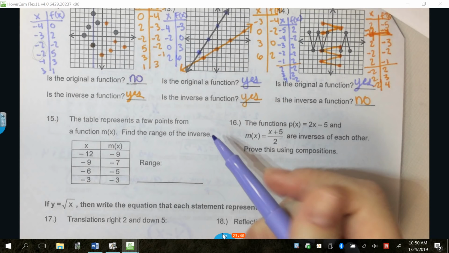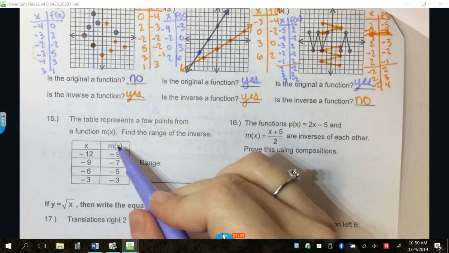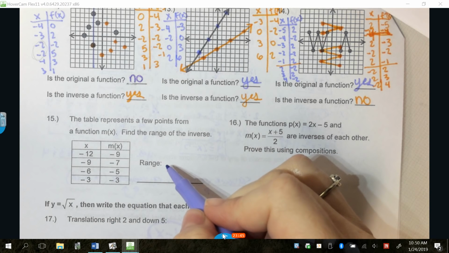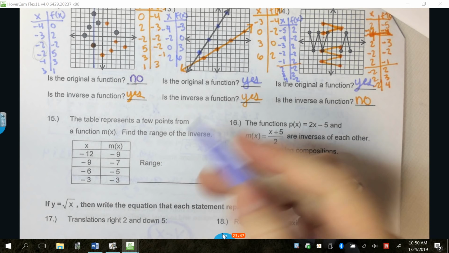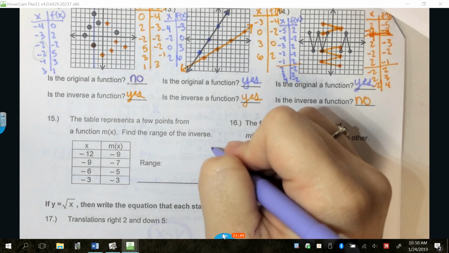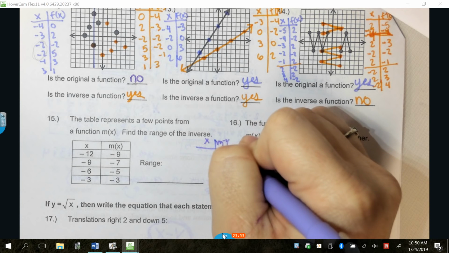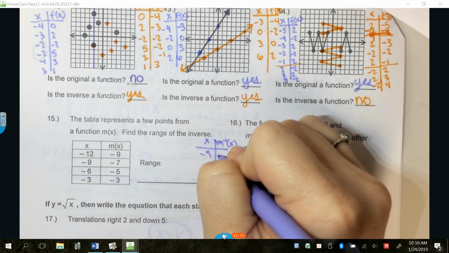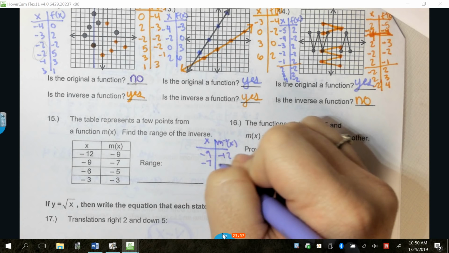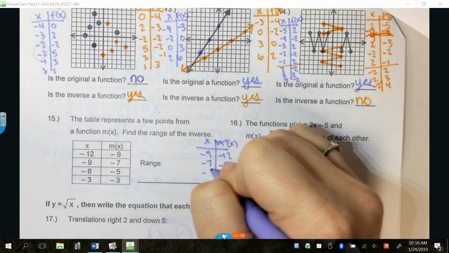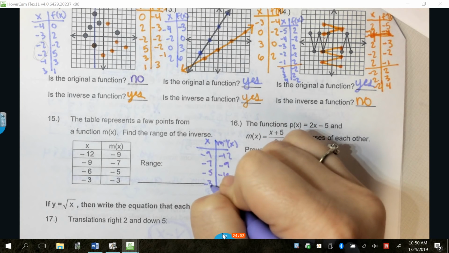Okay, so it says the table represents a few points from a function m of x. Find the range of the inverse. Okay, so let's find the inverse. I'm going to build the inverse table over here. -9, -12, -7, -9, -5, -6, -3, -3.